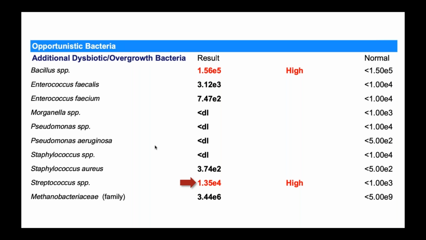So in this case, I noted Streptococcus as being potentially clinically significant in the sense that that's a fairly high level when it's at the E4 range. And once again, it's often associated with low stomach acid.